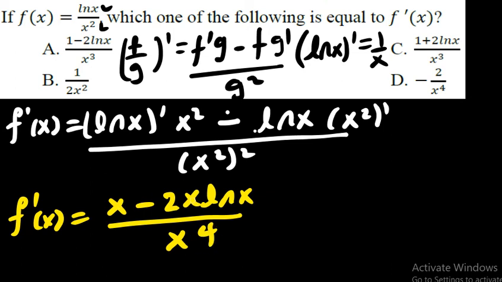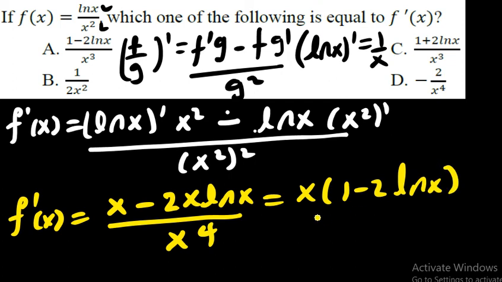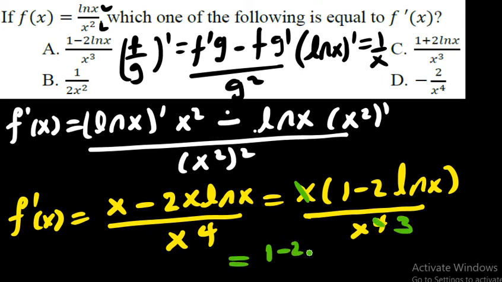If you take x common outside, what remains here is 1 minus 2 times ln x, the whole over x to the power of 4. Now you can cancel one x with the other x, and this exponent will be 3. So finally the answer will be 1 minus 2 ln x, the whole over x cubed. So the answer will be A.